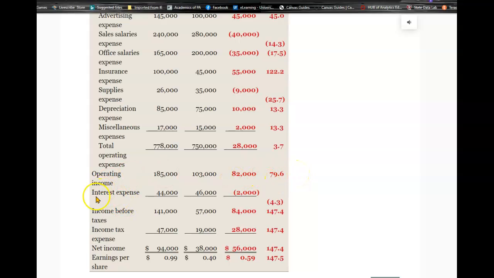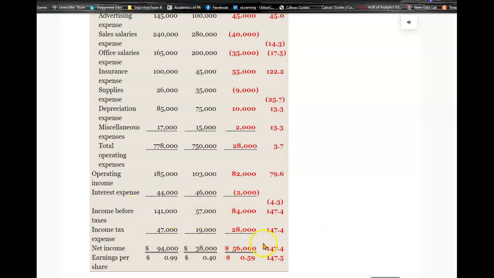And then you have your other items. Interest expense, income before taxes is up quite a bit, and of course then income tax expense is then going to be up about the same amount in terms of a percentage. And then you've got your net income and then earnings per share. And notice these numbers are very consistent, and that's because the income tax expense is based on the amount of reported income before taxes.